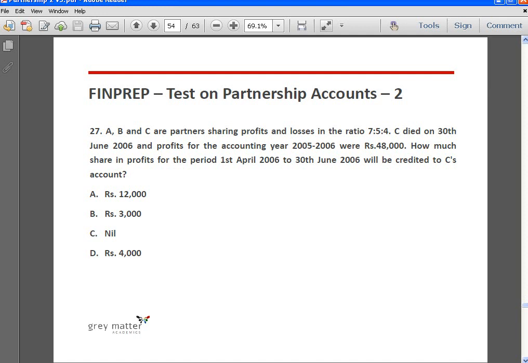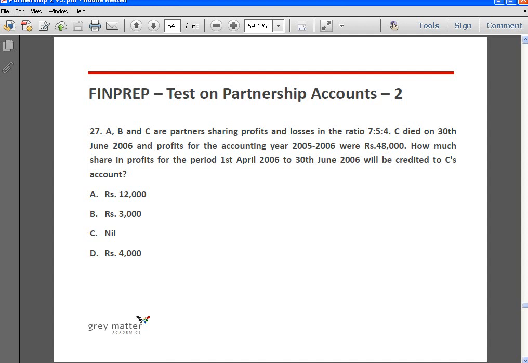A, B and C are partners sharing profits and losses in the ratio of 7:5:4. C died on 30th June and the profits for the accounting year 2005-2006 were 48,000. How much share in the profits for the period April 1, 2006 to 30th June will be credited to C's account? So the profits for the full year is 48,000. C has died on 30th June, which means he has worked for 3 months.